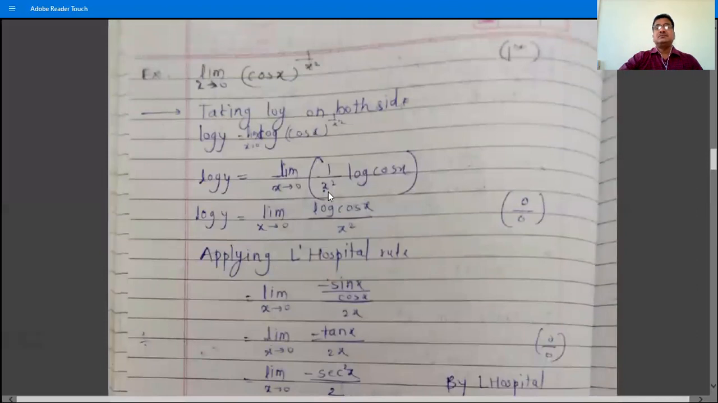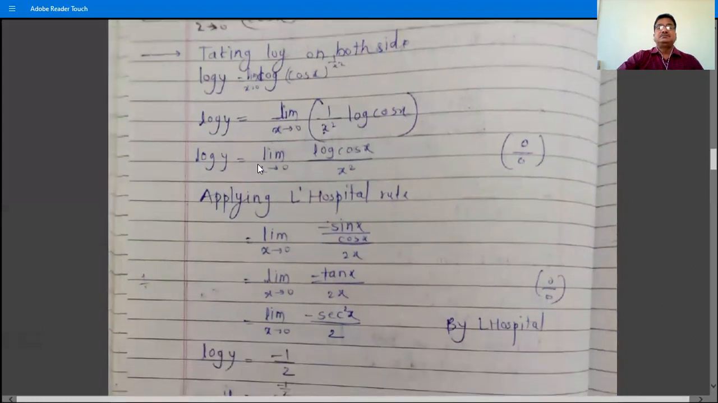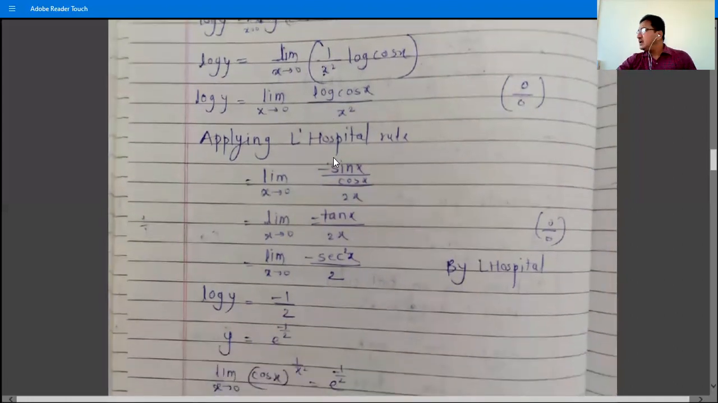Then limit x tends to 0, by the rule log a raised to m is m log a, that is 1 by x square times log cos x. And then log cos x divided by x square. Its adjustment is what? 1 by x square multiplied means divided by x square. And then if you substitute x as 0, cos 0 is 1 and log 1 is 0, and 0 square is 0. So we have 0 by 0 form, and therefore apply L'Hospital rule. We can apply L'Hospital rule when there is 0 by 0 form or infinity by infinity form. Here we have 0 by 0 form, so apply L'Hospital rule.